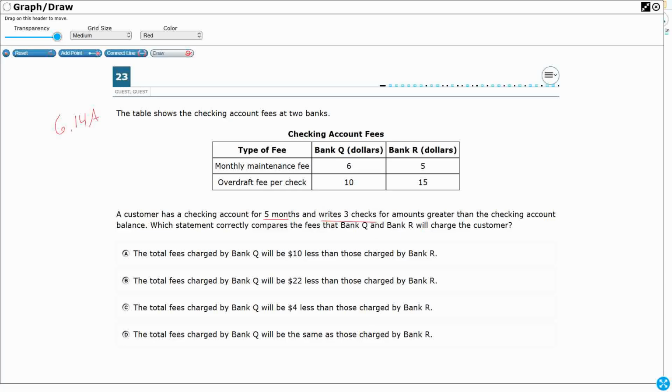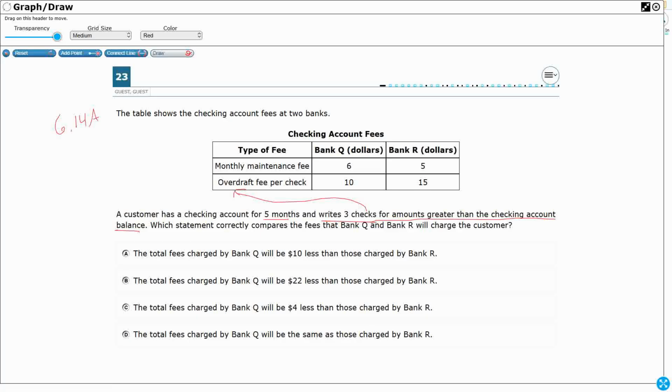Now, we need to know first, what happens when you write 3 checks for an amount greater than the checking account balance? Well, you get charged what they call an overdraft, but they didn't define that for us. We need to know what overdraft means. So if you've got $20 in your bank and you write a check for $25, you don't have the money when that check gets processed to pay for that. So you get charged a fee. So now you owe more money to the bank. Okay, so we need to check to see which of these banks are going to charge certain amounts based on this.